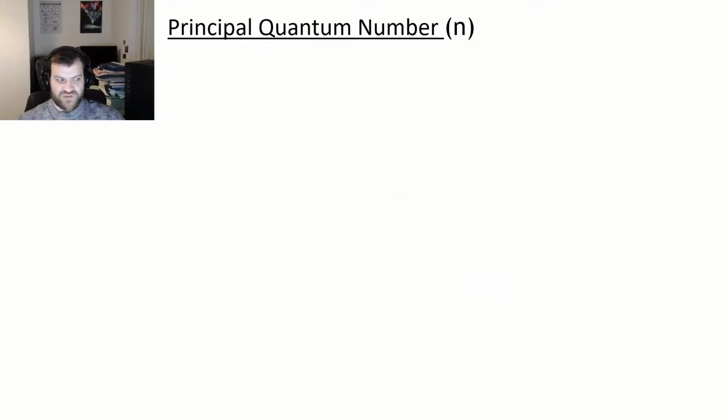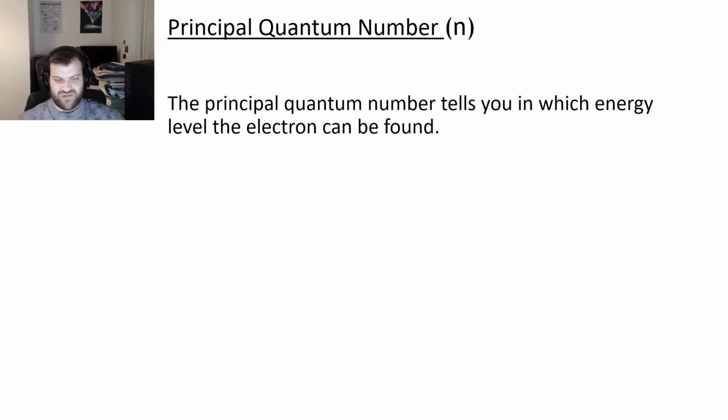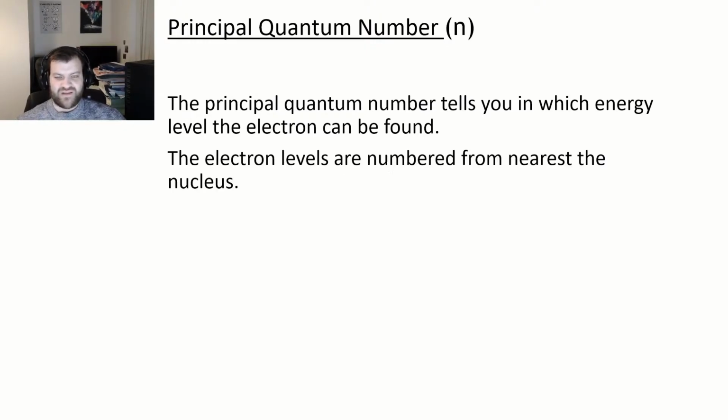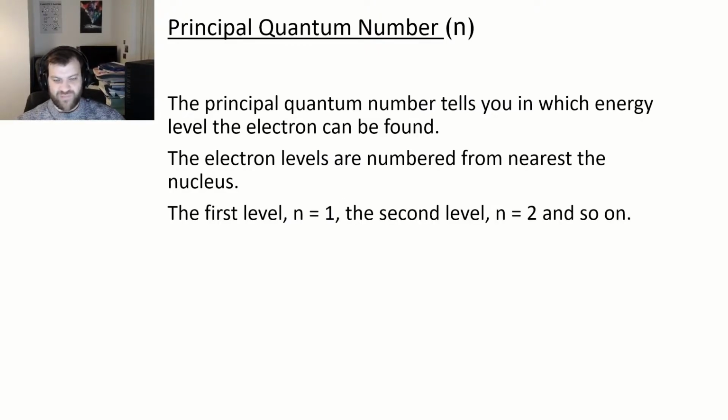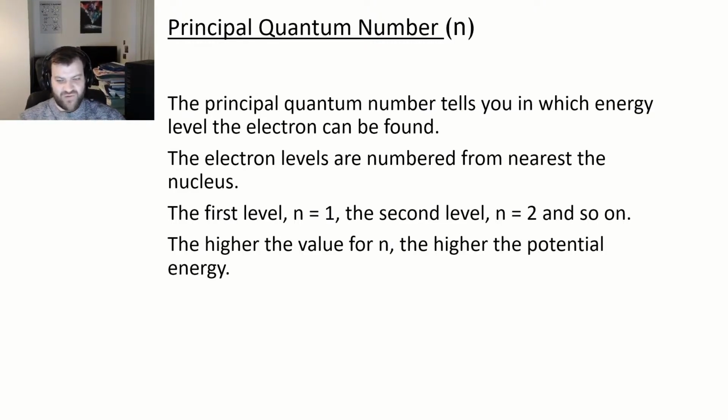Our principal quantum number tells us which energy level the electron is found in. These levels are numbered from the nearest to the nucleus out to the furthest from the nucleus. Our first level would be n equals 1, second level n equals 2, and it would continue on. The higher the value of n, the higher the potential energy.